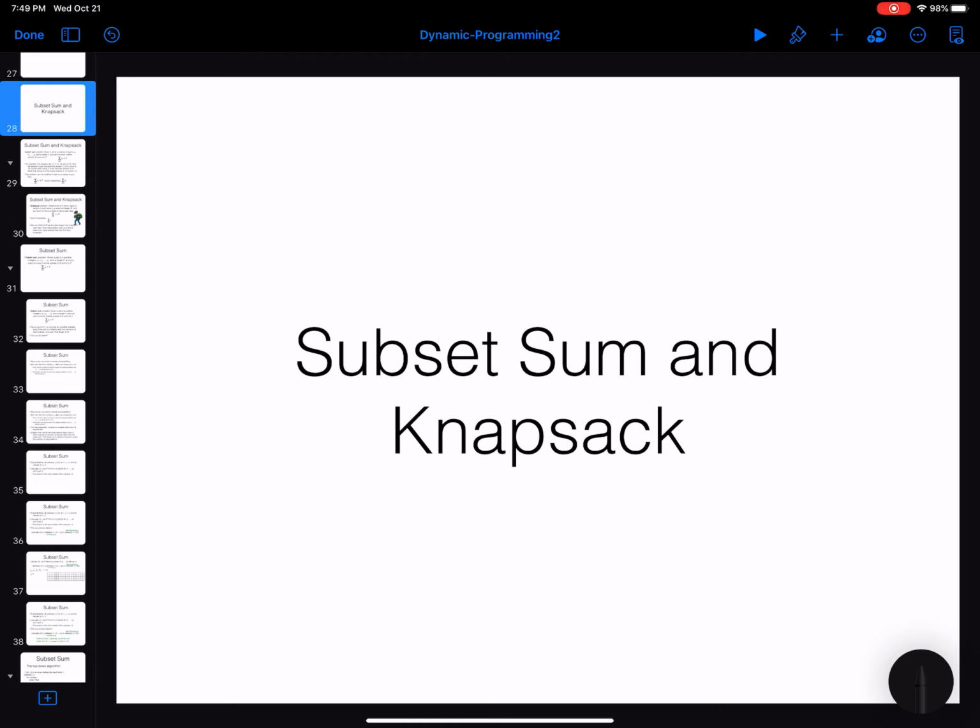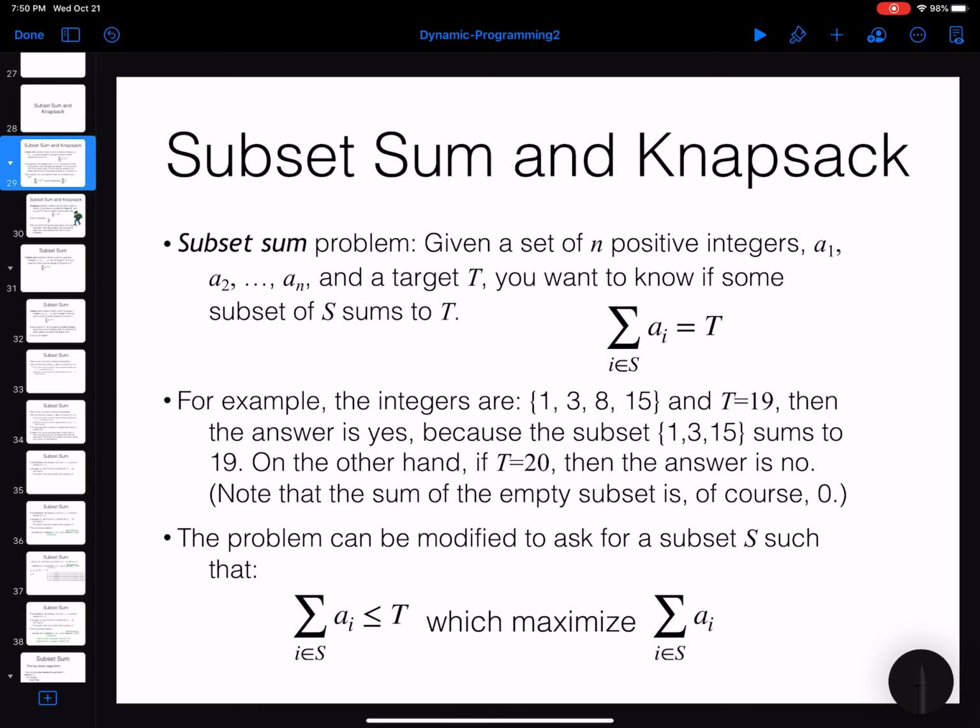We are still talking about dynamic programming, and I'm going to solve another problem using dynamic programming. This is in fact two problems closely related to each other. That's why I'm explaining both of them together. Subset sum and knapsack. So what is the subset sum problem?